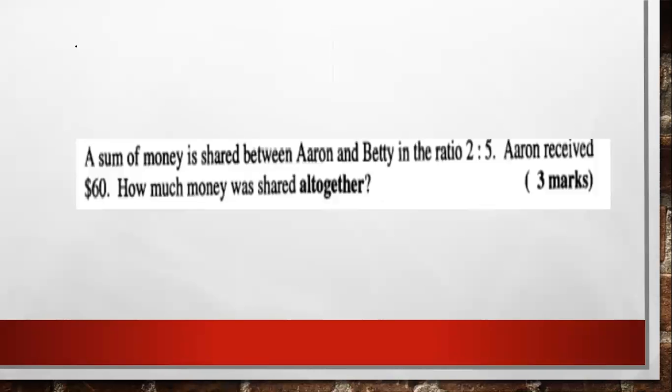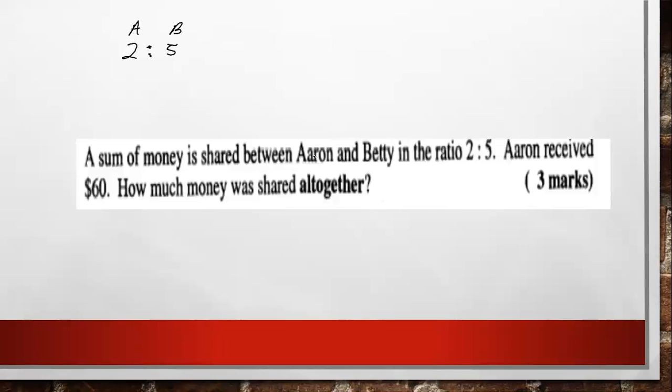So I'm going to start with this. I'm going to write two to five, right? This one is for Aaron. The first part is for Aaron, and the second one is for Betty. How do I know? The first name will take the first number. The second name will take the what?